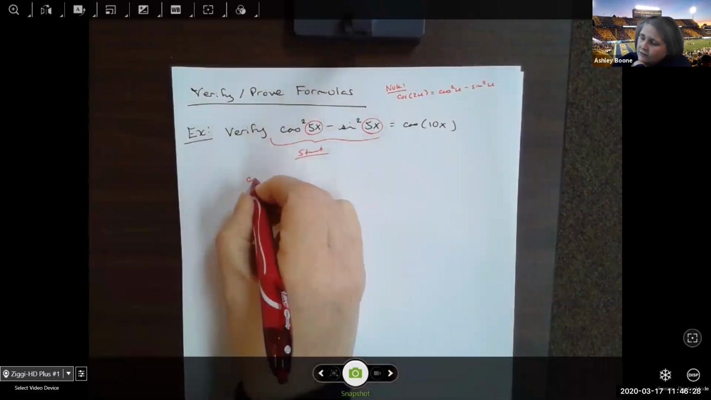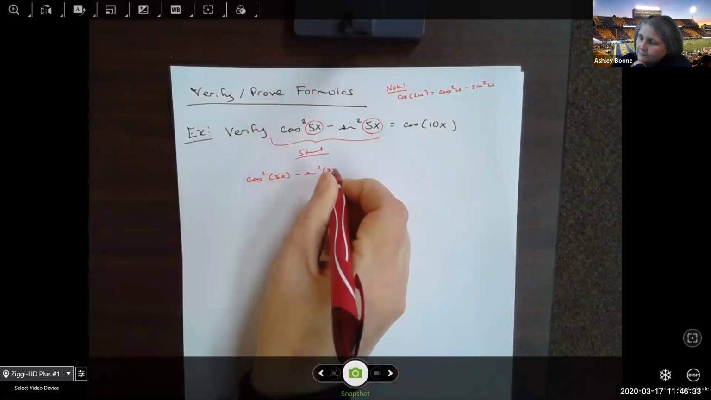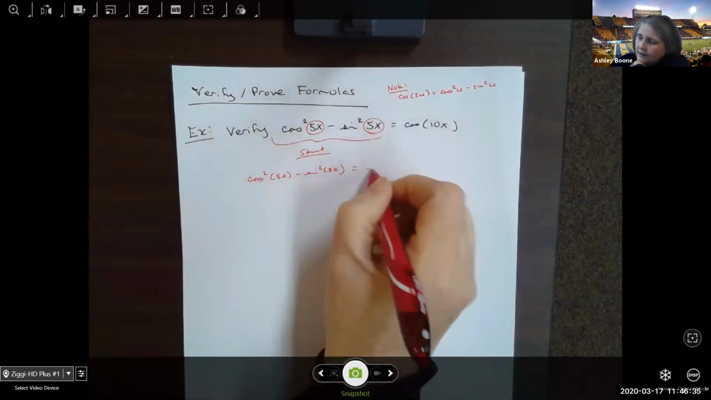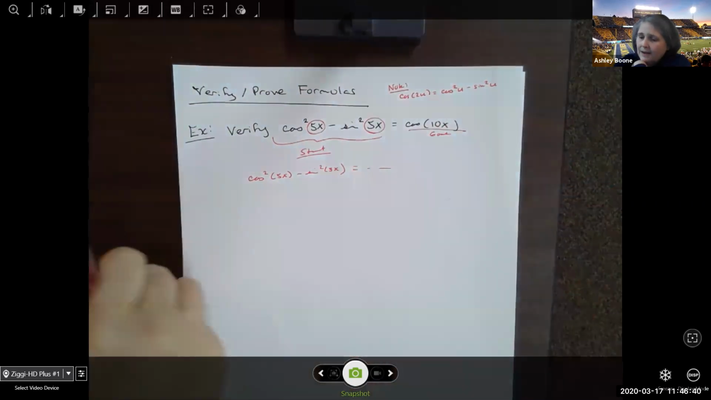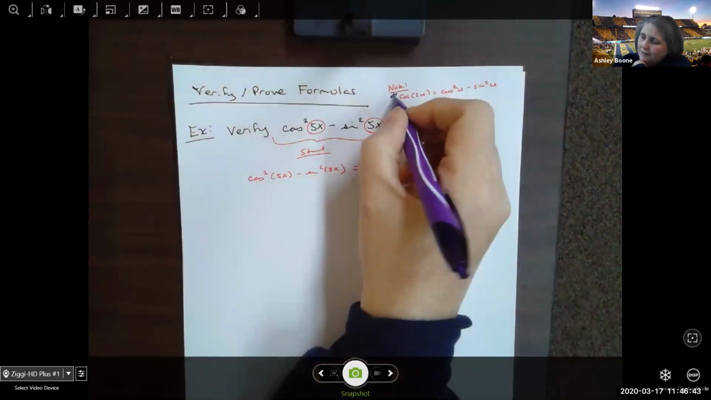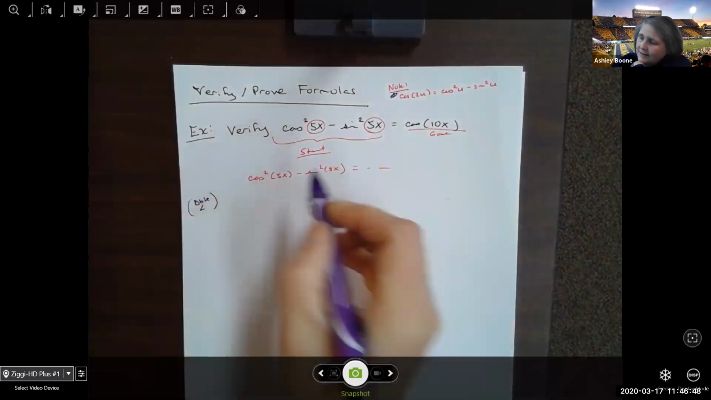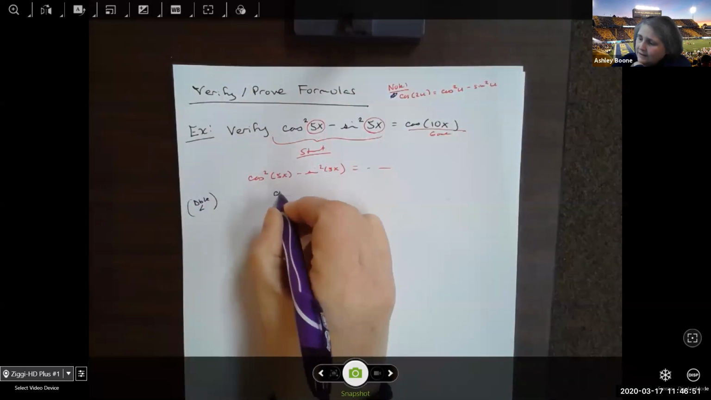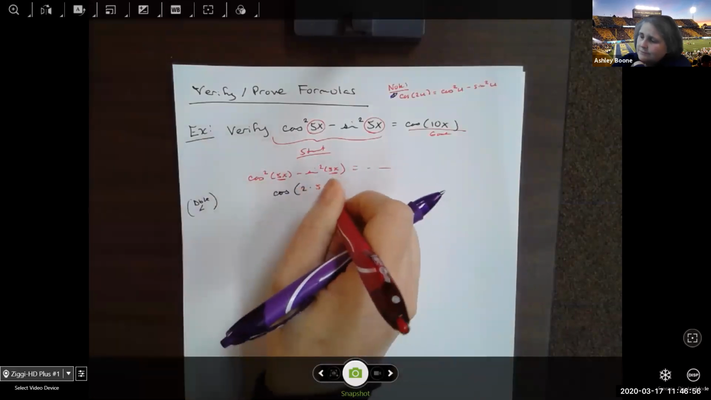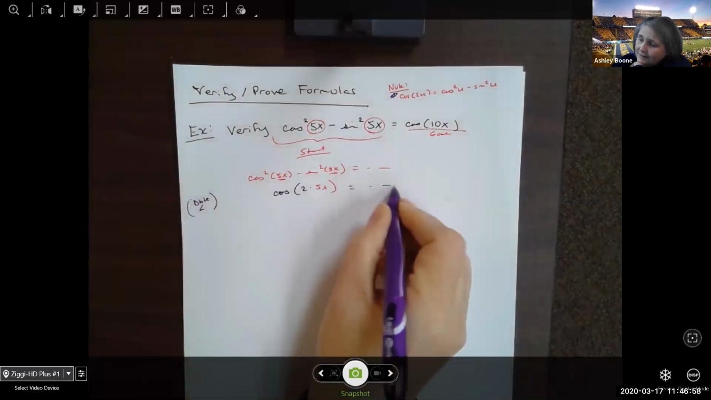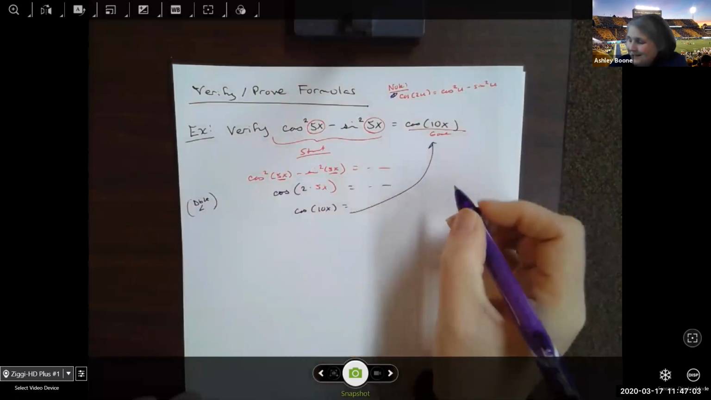So I'm going to start with cosine squared of 5x minus sine squared 5x, and I'm going to work towards this as being my goal. Well, based on our double angle formula, this is the same thing as the cosine of 2 times that angle that's inside. And that's the cosine of 10x, which is our goal.